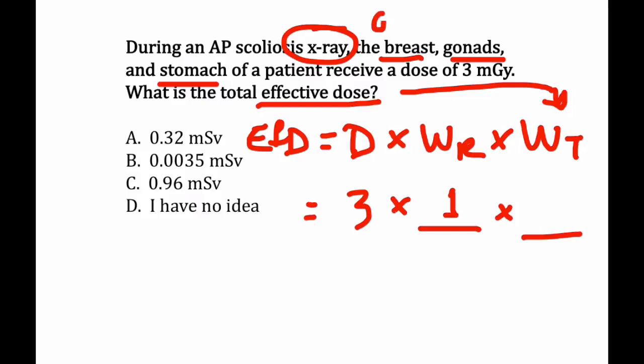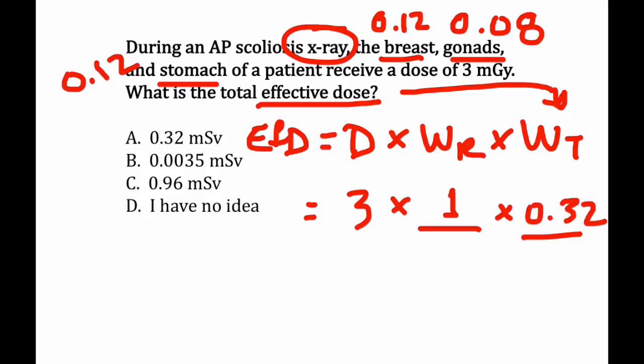The breasts have a tissue weighting factor of 0.12, the gonads have a tissue weighting factor of 0.08, and the stomach actually has a tissue weighting factor of 0.12 as well. So we add all of those together, that gives us a total tissue weighting factor of 0.32. We do the math, 3 times 1 times 0.32, gives us a total effective dose of 0.96 millisieverts, and so the answer is C.